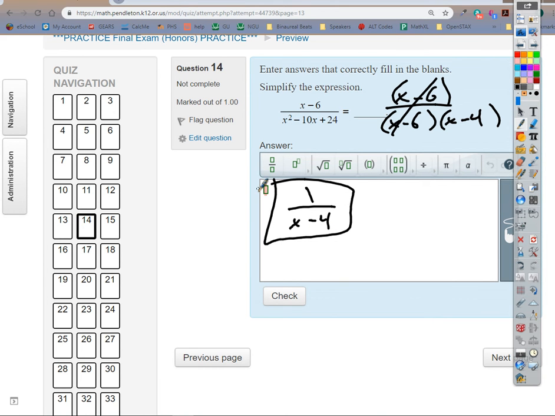They don't even ask you for excluded values or anything like that, right? They just want to know what's the simplified version. Really, that'd be bad if you just put x minus 4. It'd be wrong. Yeah, it's 1 over x minus 4. That's what it is.